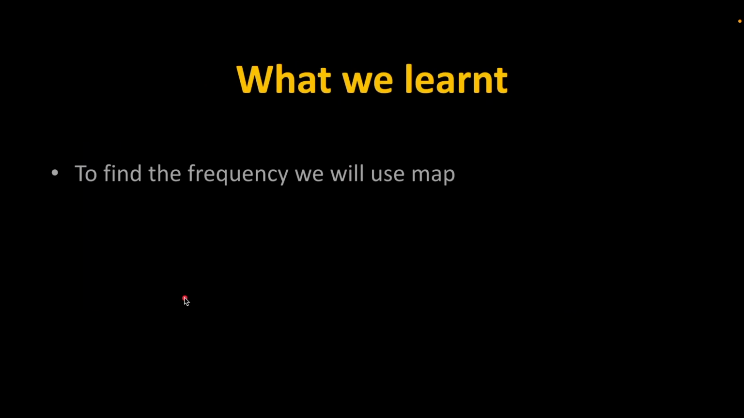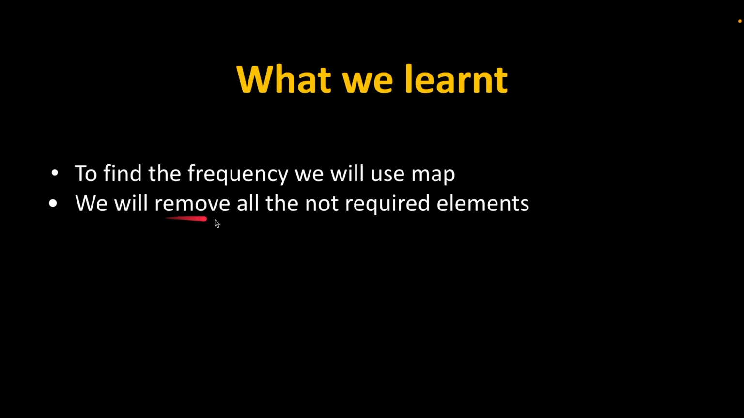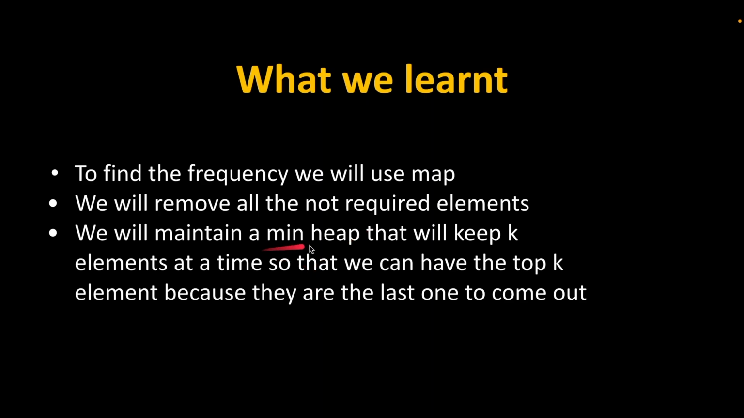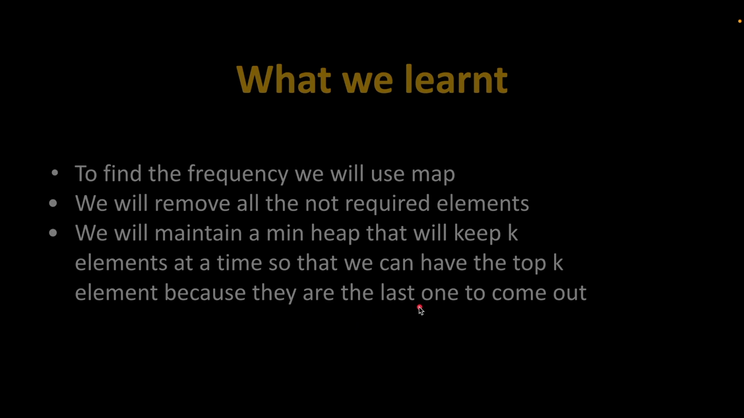So what we learned? To find the frequency, we will use a map to create the frequency array. We will remove all the not required elements. But how do we do it? As we discussed, we will maintain a min heap and we will keep the size k. Why k? Because we want the top k elements and these elements are the last ones to come out.